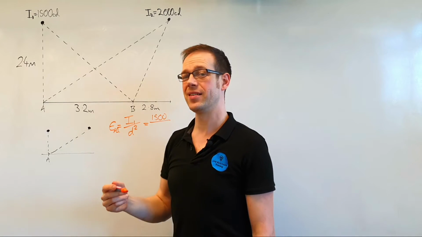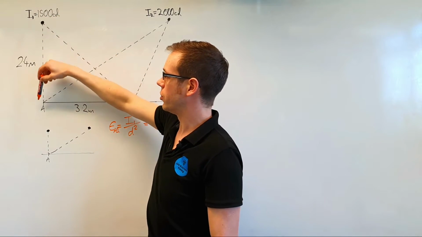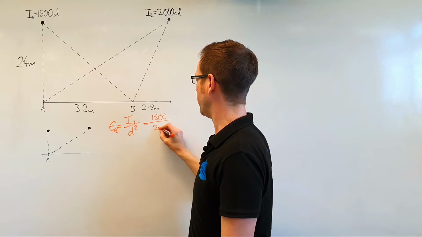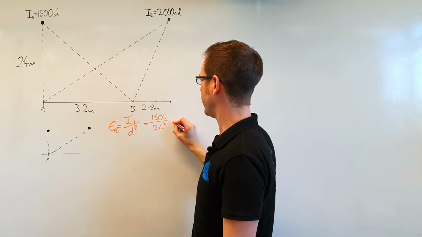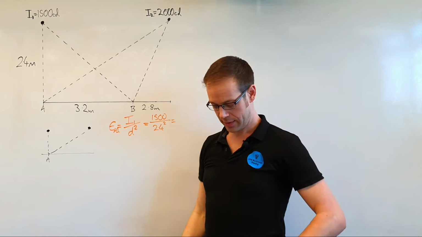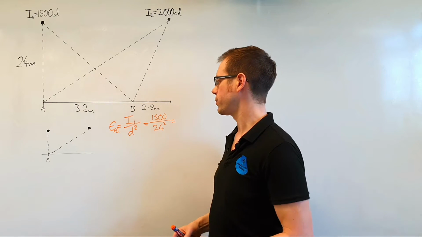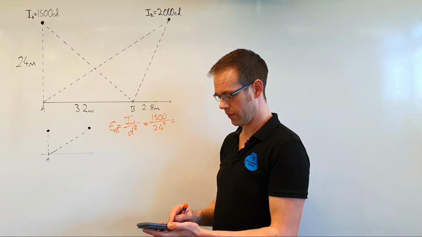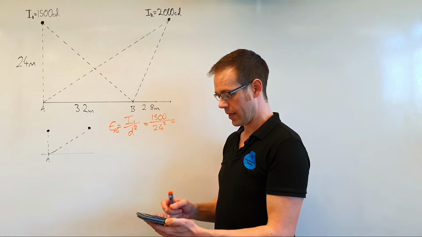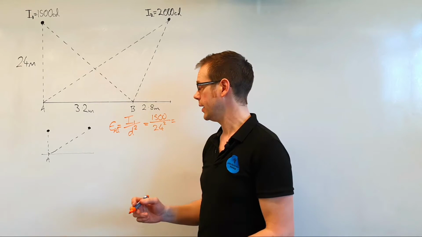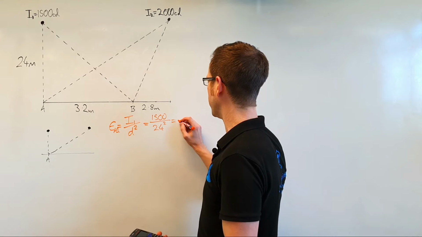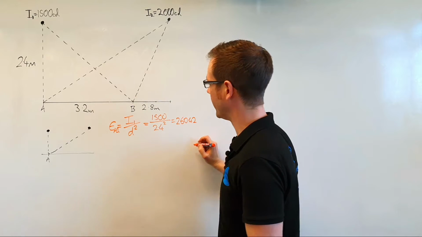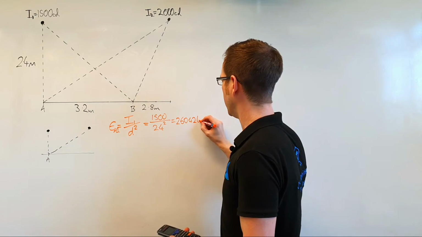In this case, remember the distance is always the distance from the light fitting to the point that it is illuminating. So here we've got 1500 divided by 2.4 squared. If we put that into our calculator, we end up with 260.42. We'll round it off to 2 decimal places, 260.42, and bear in mind that illuminance is measured in lux.